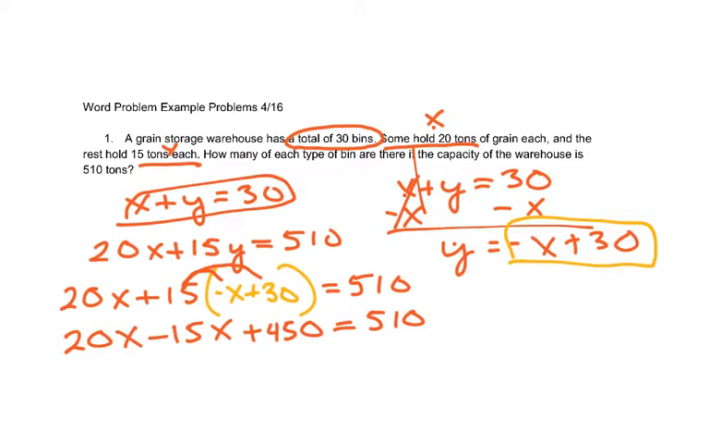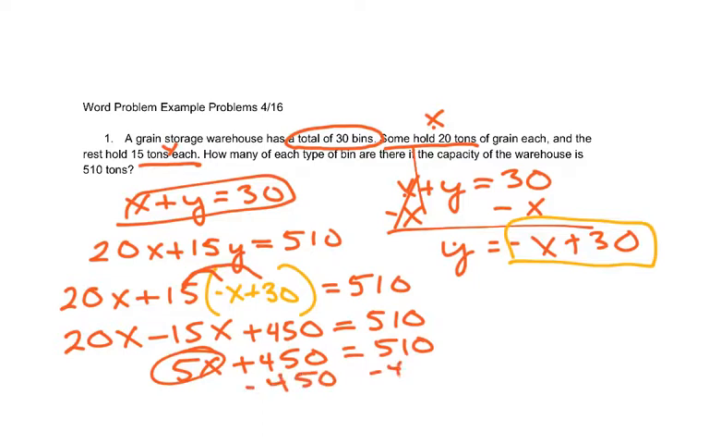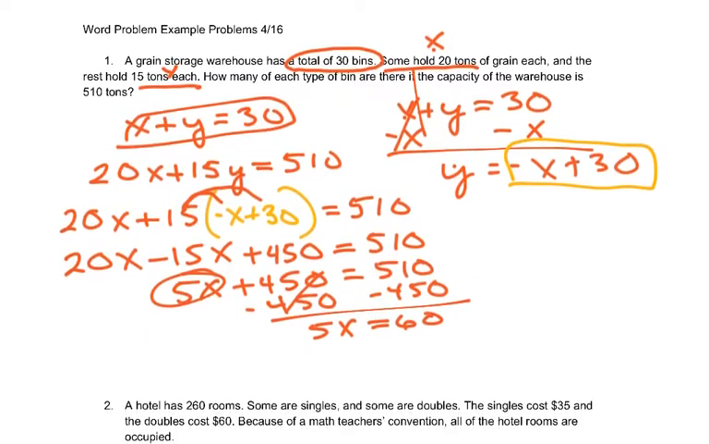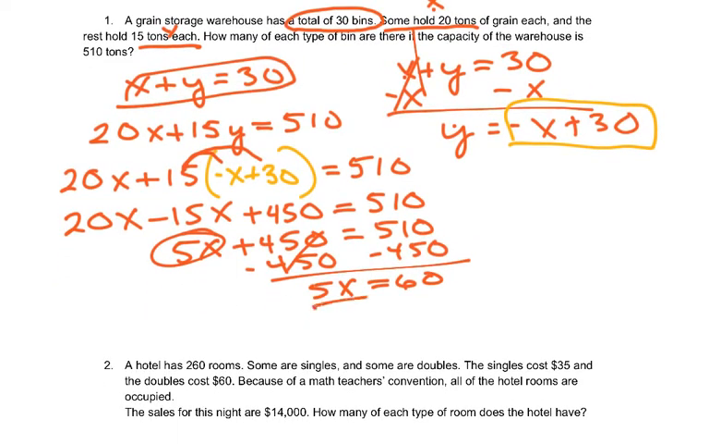Okay, combine your like terms. 20x minus 15x is 5x plus 450 equals 510. Okay, circle your variable. So we're going to subtract 450 on both sides. We get 5x equals 60. Let's move this down a little bit. Divide both sides by 5. x equals 12.